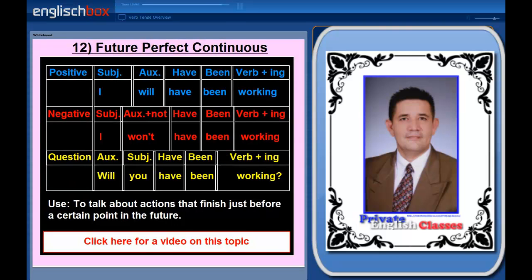Okay, the future perfect continuous. Again, in a similar way to the past perfect continuous, this is to describe an action that just finishes before another point in the future. I will have been working, I won't have been working in negative, and will you have been working as a question. To give you an example, if I can think of one, maybe a little bit better than my last example for the future perfect simple. I will have been working when my father arrives home at 5 o'clock. Means that maybe I would have been working for 8 hours when my father arrives home at 5 o'clock.